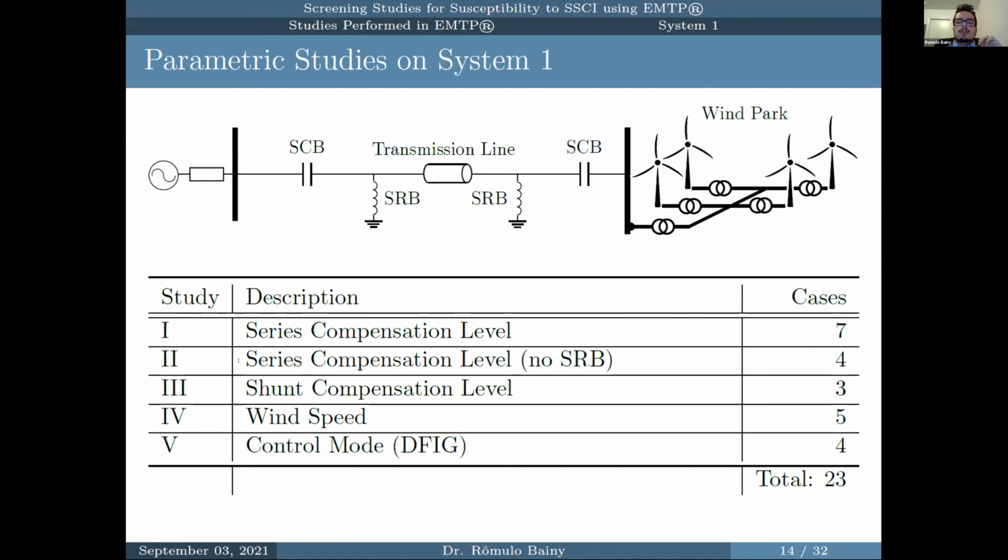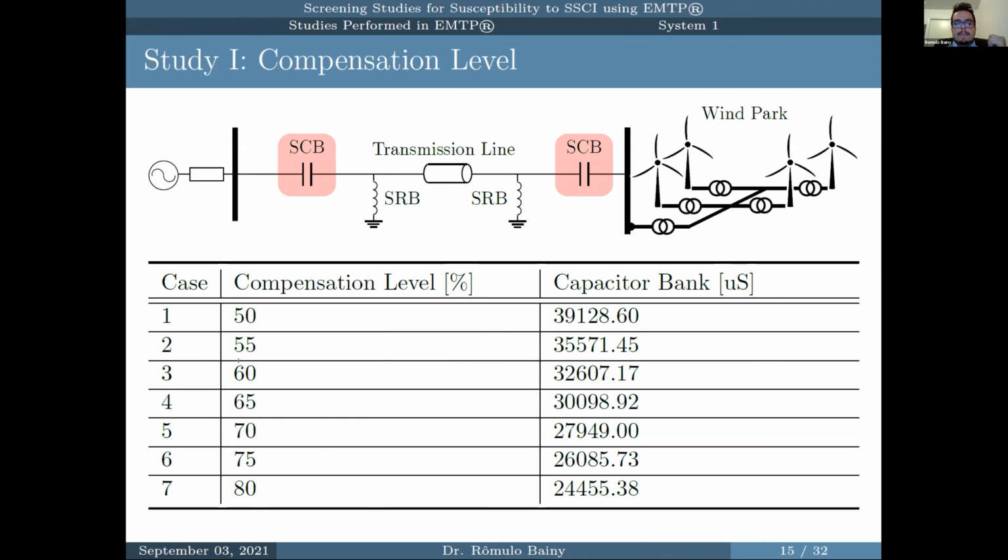So this is a total of 23 cases. And one interesting feature that you have in EMTP is that you can program your scripts and then have the simulations performed automatically as well. So let's start with study number 1, where we are varying the compensation level of our transmission line.